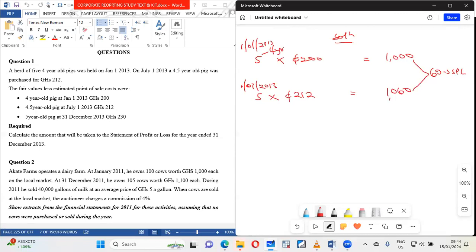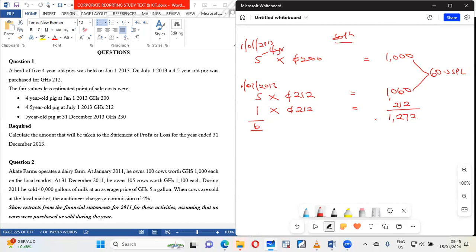So be careful, they are aging. The question also said that on that same day they bought another one whose price was 212. Very, very tricky, but you have to be patient. So by the end of July, how much do we have for these animals? We have 6 animals, and they are 1,272. All right, that is that. Then at the end of the year, we are told that we must revalue all of them at the fair value.